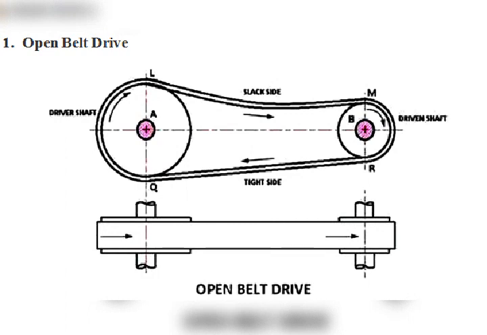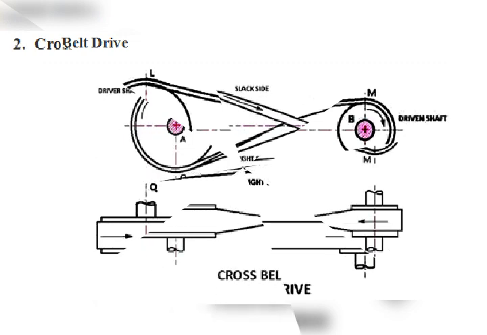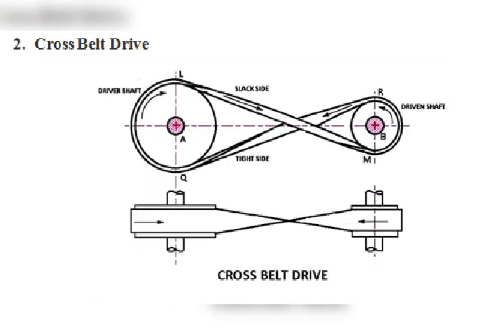Suppose you try to maintain the slack side at the bottom, it is difficult to transmit more power, there are chances of slip, and automatically power transmission is going to reduce.